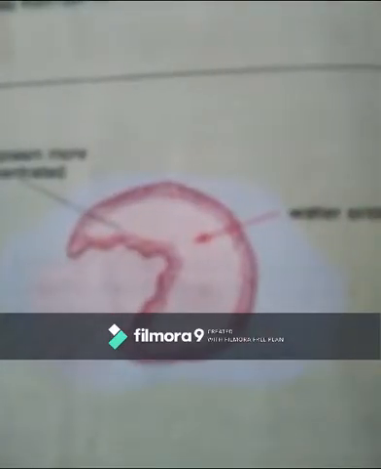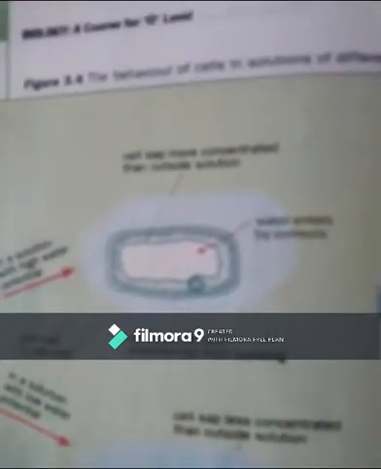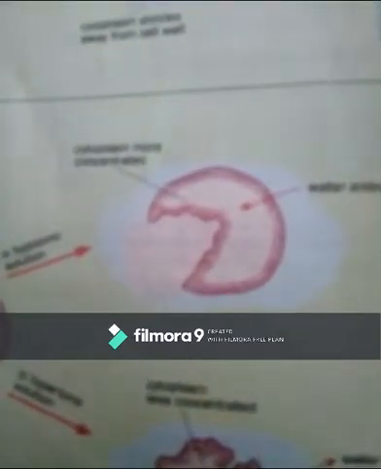Similarly, if we put an animal cell in a solution having higher water potential than the animal cell, then water would move inside by endosmosis and the animal cell would burst because it has no cell wall. This situation of a plant cell is described as turgidity, whereas the situation of an animal cell is simple bursting.